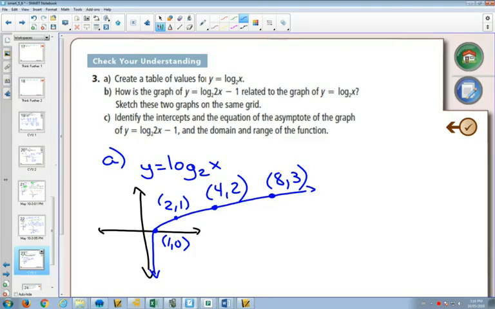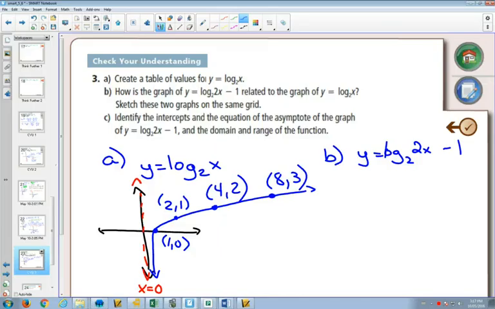Wow. With an asymptote here at x equals 0. That would be 8 comma 3. And the next one would be 16 comma 4 and 32 comma 5 and so on. Now for part B, they're saying, could you graph this?